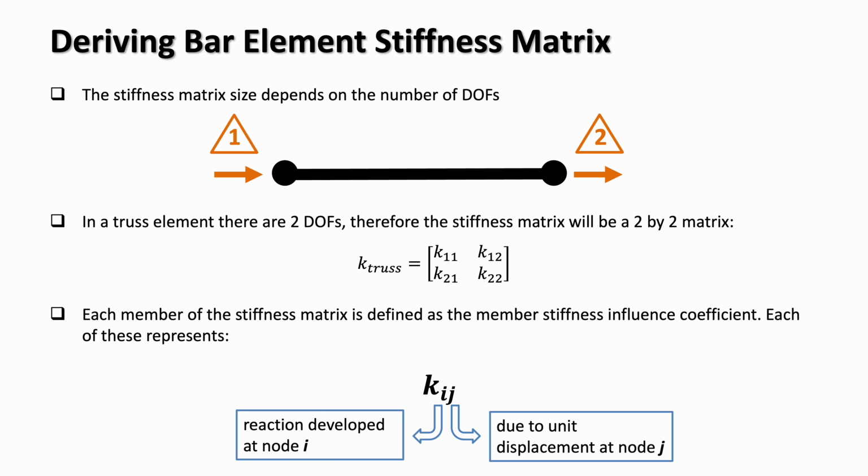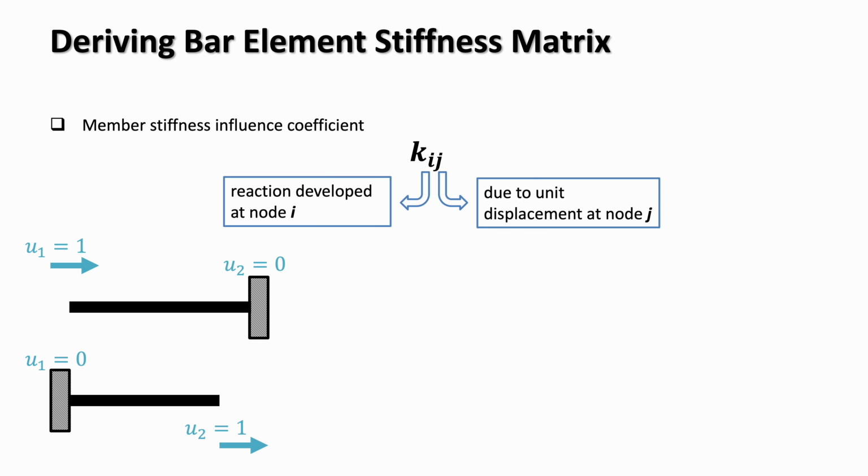The stiffness matrix size depends on the number of degrees of freedom. In a truss element there are 2 degrees of freedom. Therefore the stiffness matrix will be a 2 by 2 matrix. Each member of the stiffness matrix is defined as the member stiffness influence coefficient. Each of these coefficients is the reaction developed at node i due to a unit displacement at node j. Let's look at the definition more closely in our truss element.